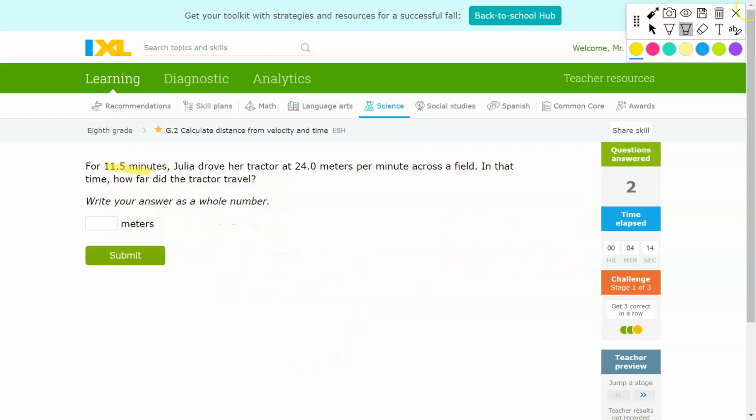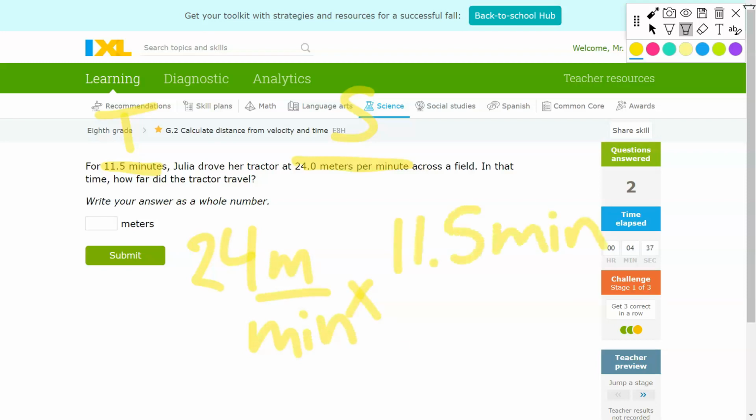So for this one, we have 11.5 minutes, that is your time. We have 24 meters per minute, that is your speed. So 24 meters per minute multiplied by 11.5 minutes. Okay, the answer is going to be 276 meters for that question there. 276.